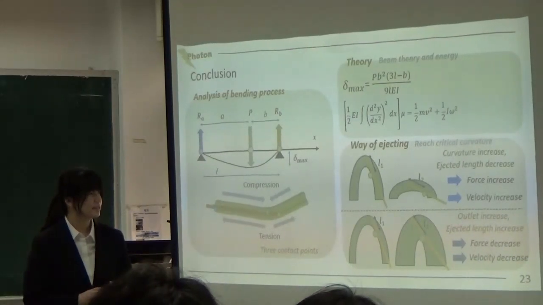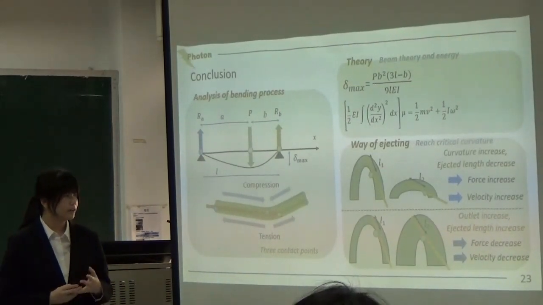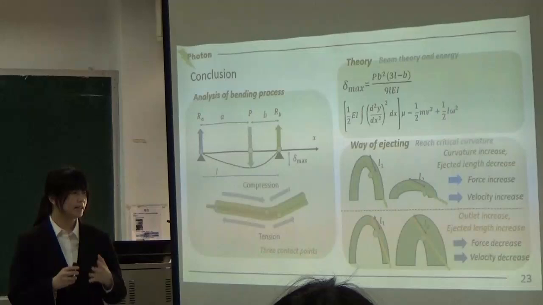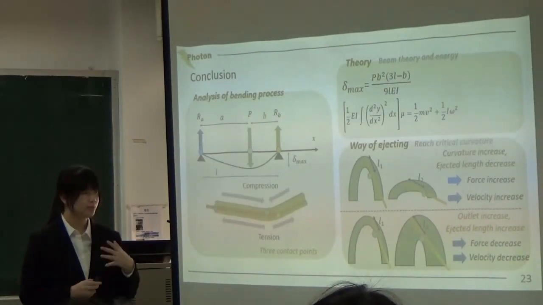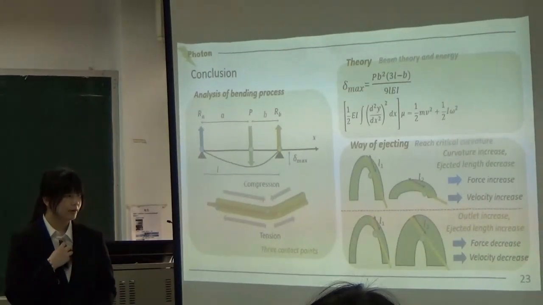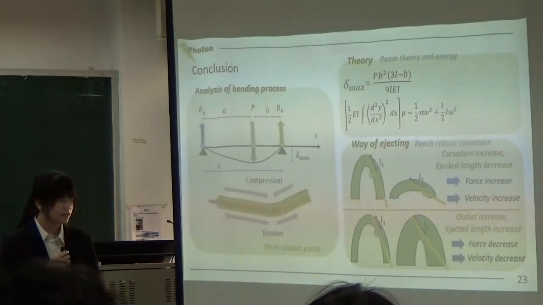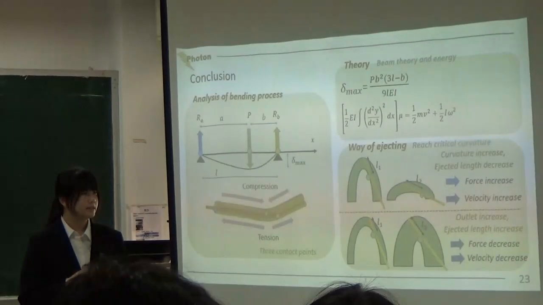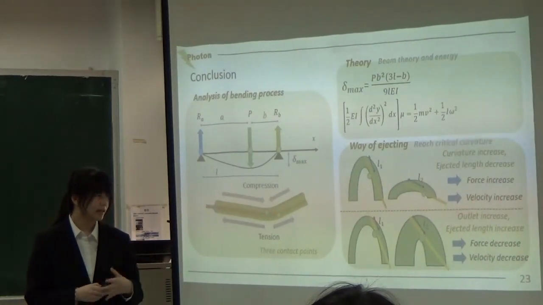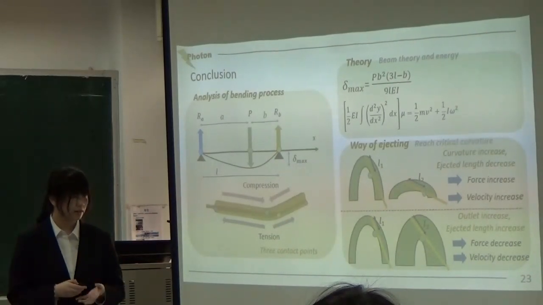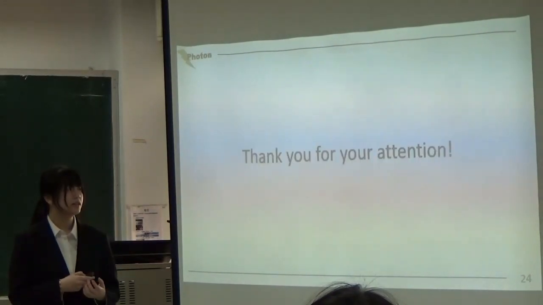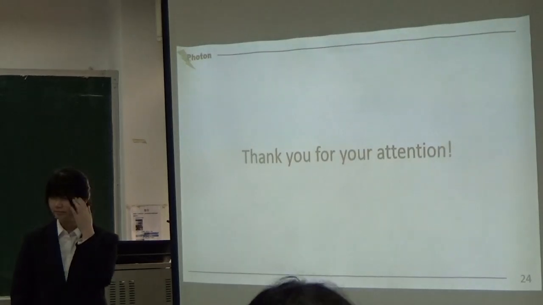The first is the curvature. When the curvature increases, the efficiency will decrease, the elastic potential energy will decrease, and the force will increase, so the velocity will increase. And when the outlet diameter increases, the efficiency will increase and the force will decrease, so the velocity will decrease. Thank you for your attention.